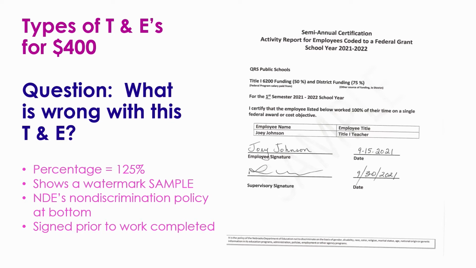Also, there is a watermark that you can see just slightly that says sample across it. Then also the NDE non-discriminatory policy is at the bottom. Our sample that we have out there does have that on there. You'll need to remove it. You'll also need to remove the watermark if you're going to use this form. And then the other problem is it's signed prior to the work being done. It has to be signed after the work is completed. So this time and effort was for first semester, so we would expect to see it signed the end of December or the beginning of January. As long as it's after the work, then it's okay. If it's prior to the work, it doesn't work.